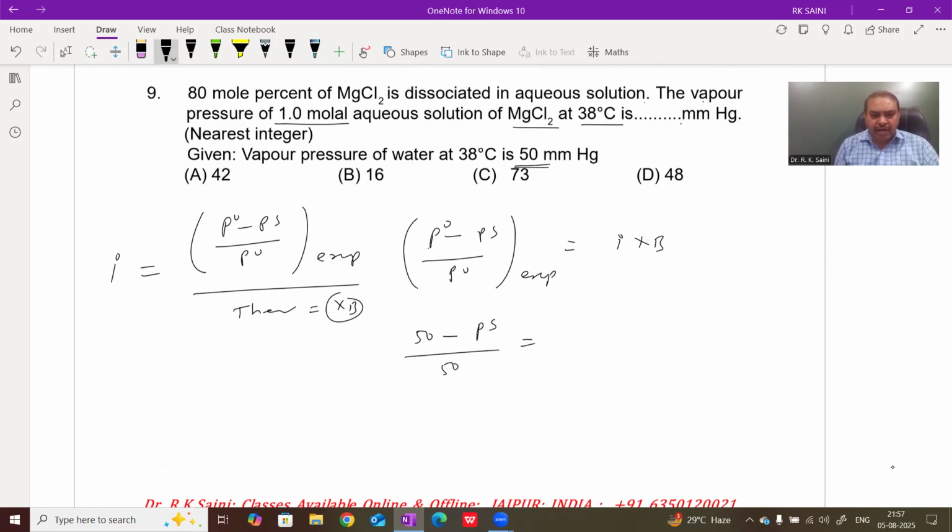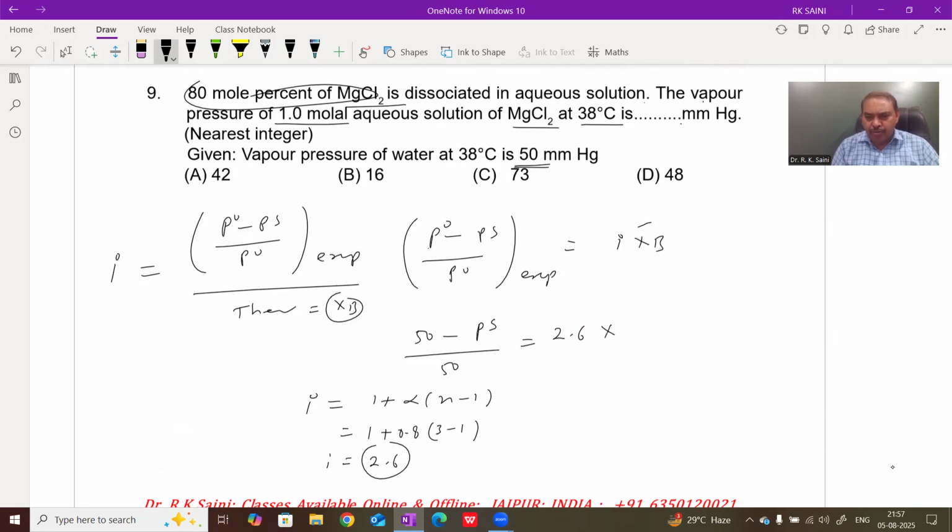First find I. I equals 1 plus alpha into (n minus 1). Given 80 mole % dissociation means alpha is 0.8. After dissociation, magnesium chloride gives 3 particles. Therefore, I equals 1 plus 0.8 into 2, which gives 2.6. Putting the value of I, 2.6.